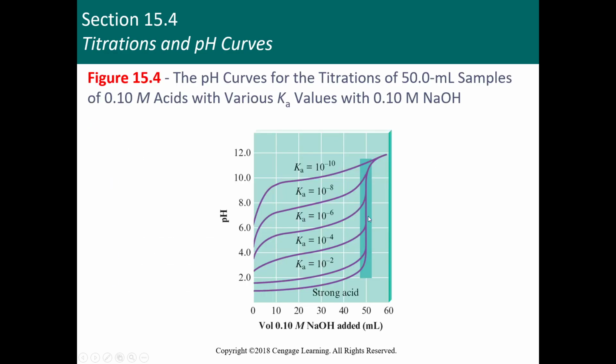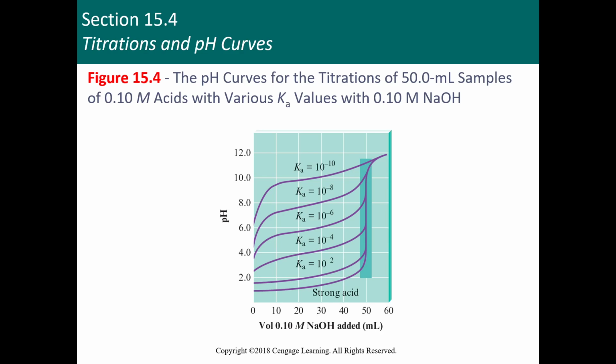So in all of these, the equivalence points are all 50 milliliters. So for all of these, if you go down to half of that, 25 milliliters, those would be halfway to the equivalence point. Another way of saying that is they would be where you have reacted half of your acid away. Another way of saying that is where the amount of acid remaining is the same as the amount of conjugate base.